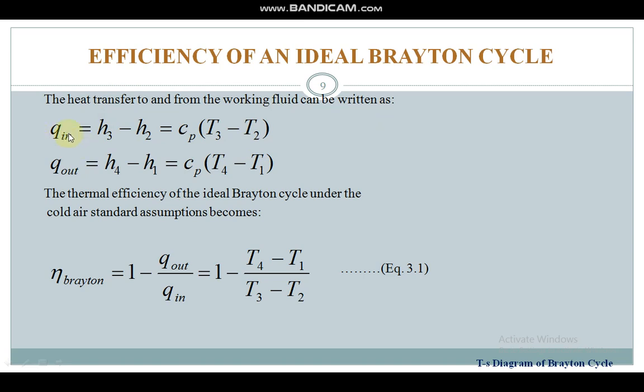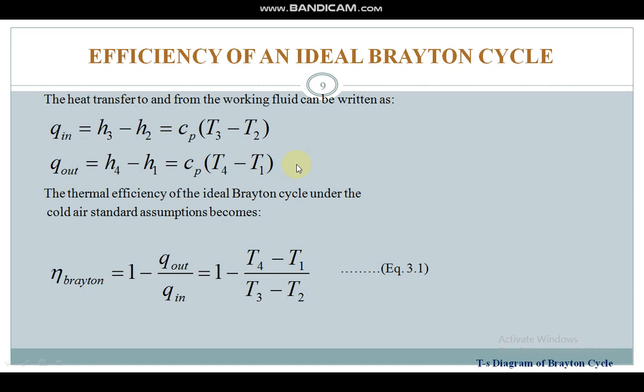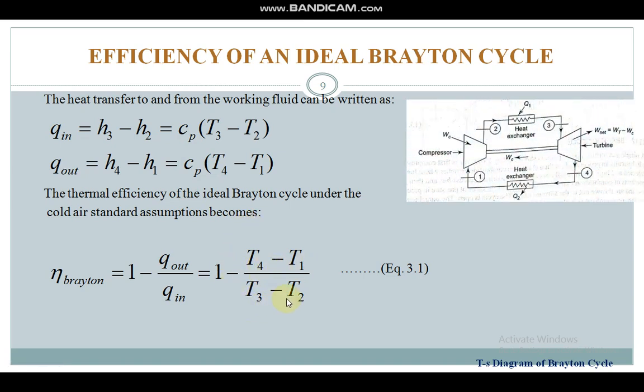So heat added equals H3 minus H2, that is Cp into T3 minus T2, and heat rejected equals H4 minus H1, that is Cp into T4 minus T1. So the thermal efficiency of the Brayton cycle is eta Brayton equals 1 minus Q out by Q in, equals 1 minus, this Cp cancels out, so 1 minus T4 minus T1 divided by T3 minus T2.